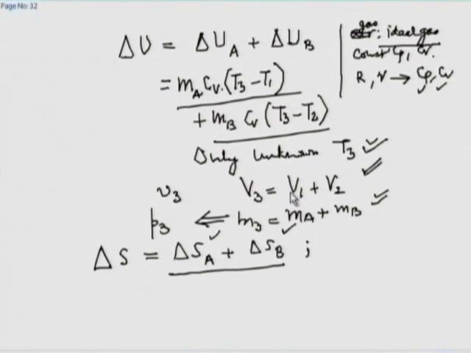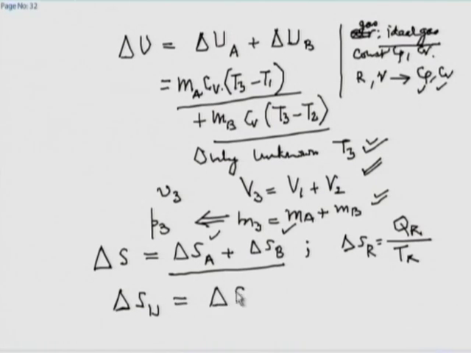Now, for the reservoir, you can determine delta S reservoir as Q reservoir, which will be negative of that minus 150, it will absorb plus 150 kilojoule, divided by temperature of the reservoir, and then change in entropy of the universe will be change in entropy of the system plus change in entropy of the reservoir.